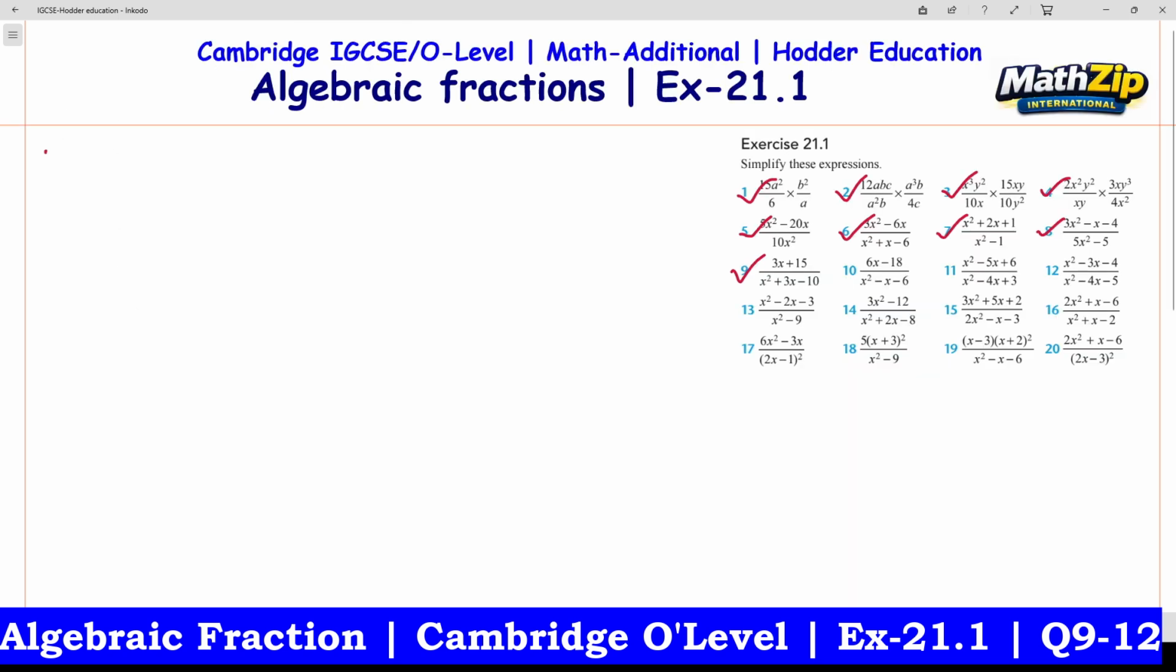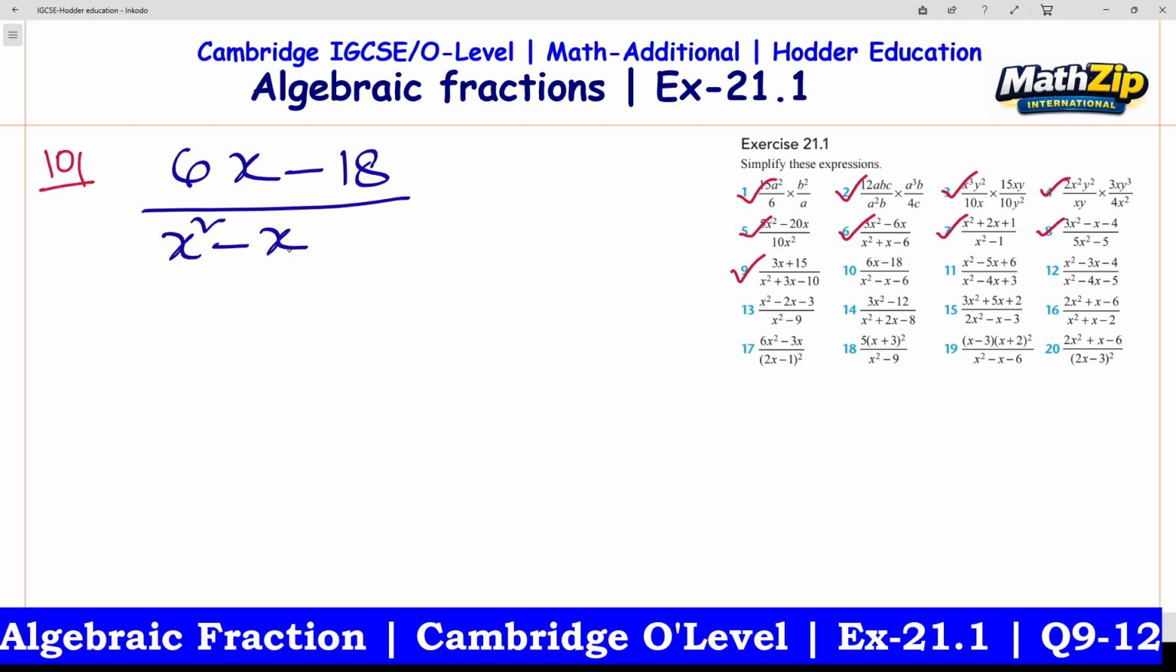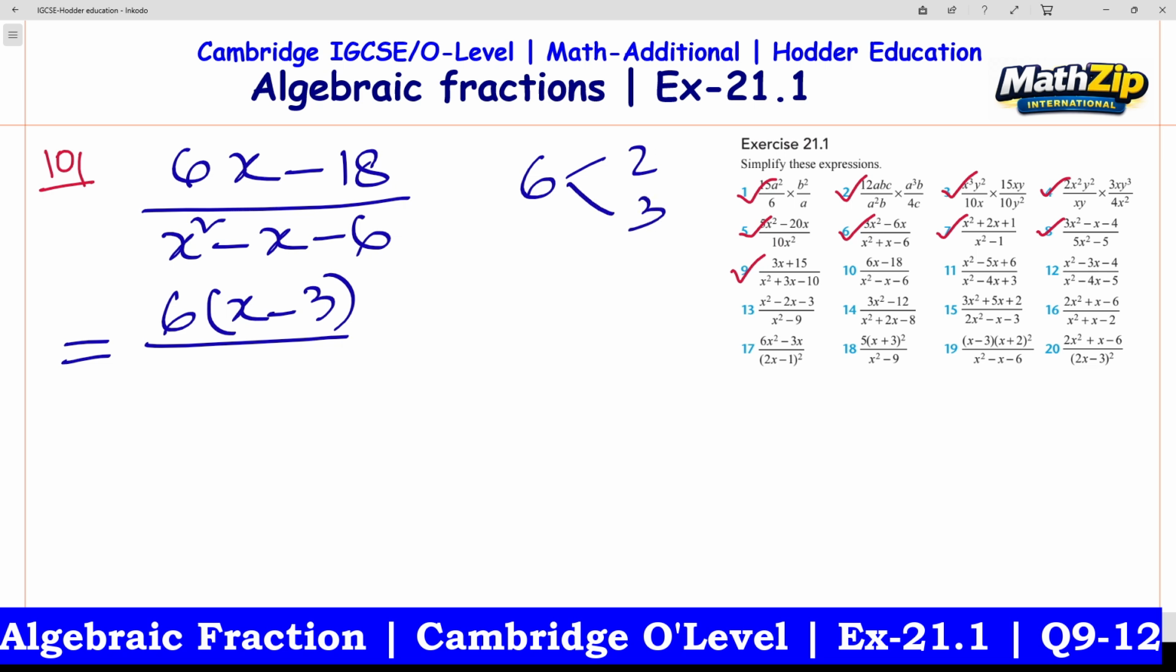Number 10. 6x minus 18, we are dividing this by x squared minus x minus 6, right? So we can take common 6, so here is x minus 3, and for x squared minus x minus 6, 6 can be 2 times 3, right? And 3 minus 2 is 1.